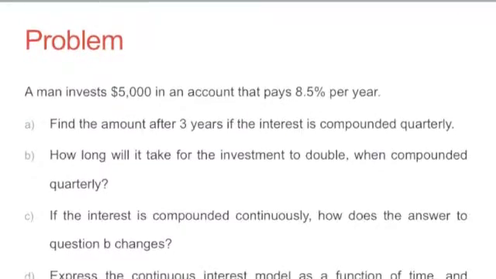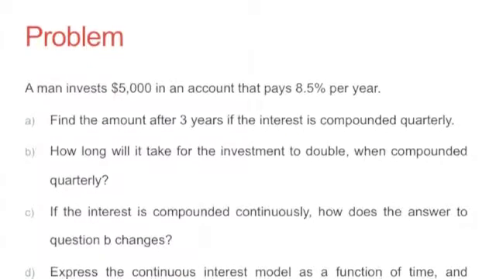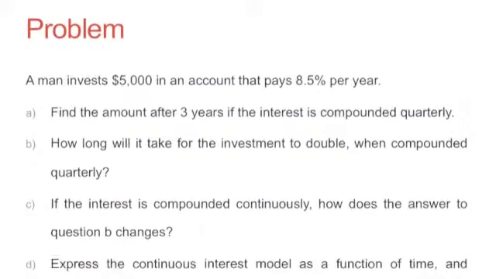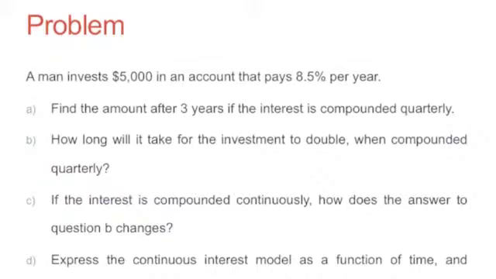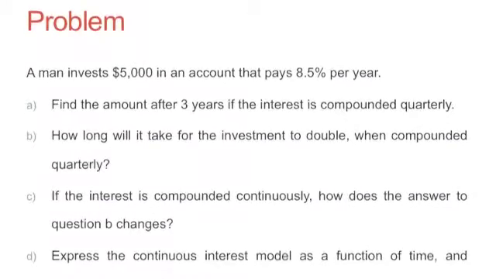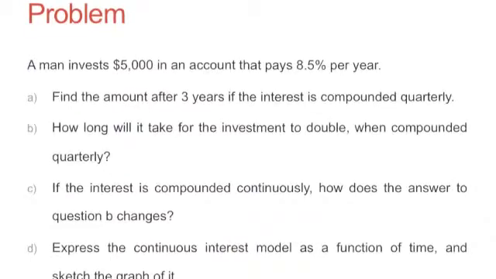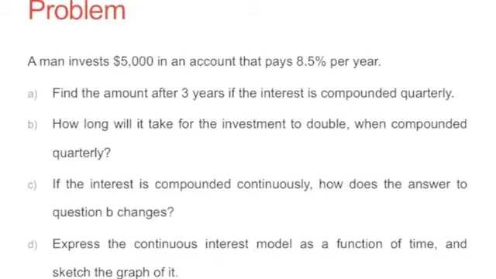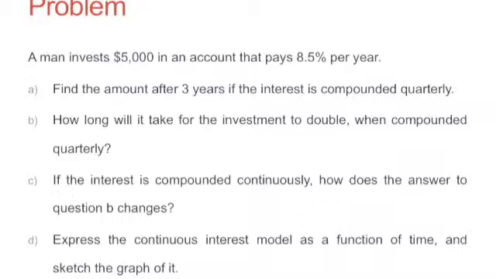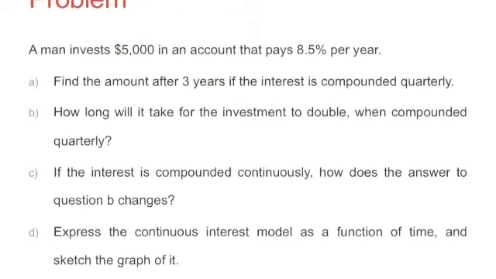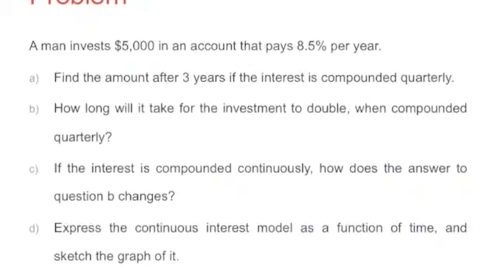A man invests $5,000 in an account that pays 8.5% per year. Find the amount after 3 years if the interest is compounded quarterly. How long will it take for the investment to double when compounded quarterly? If the interest is compounded continuously, how does the answer to question B change? Express the continuous interest model as a function of time and sketch the graph of it.